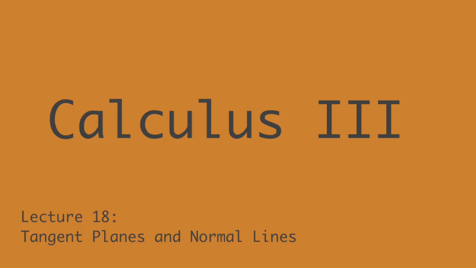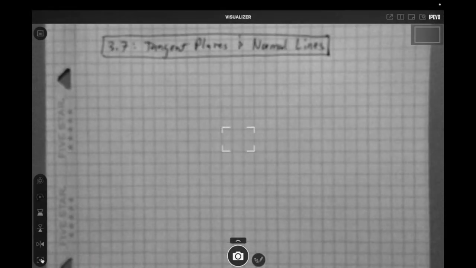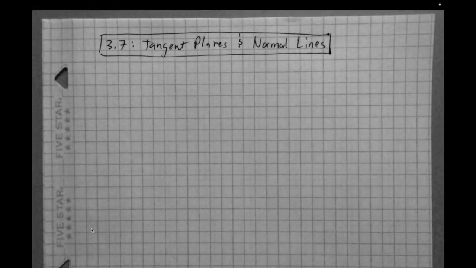Normal lines, let's start with normal lines. Well, let's jump into it here. So this will be section 3.7, tangent planes and normal lines. Okay, and so let's start with the idea of normal lines.